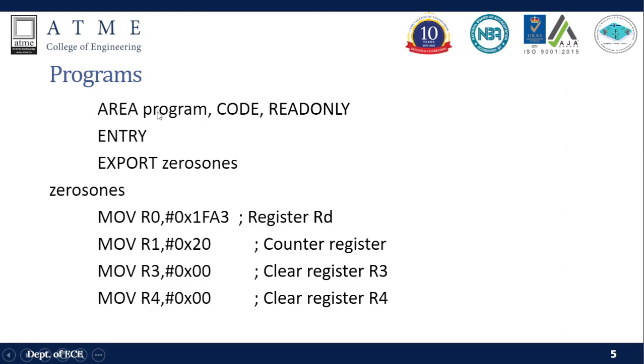we have to initialize the program. That is, we define that this is a code region of the program. We define the entry point, and we are giving this program a name called zeros and ones, so that this can be called from the C program that we are going to call the main program for us. So as discussed previously, the same methodology we will use here also.